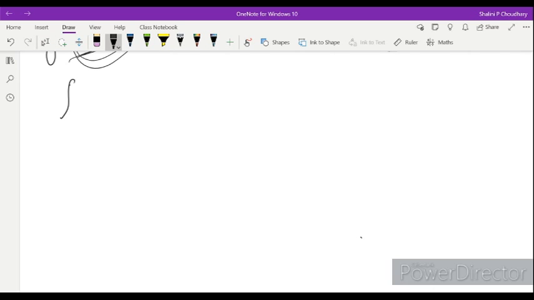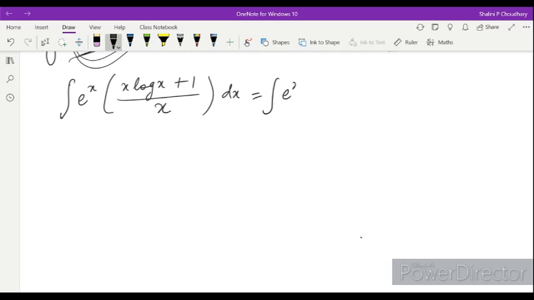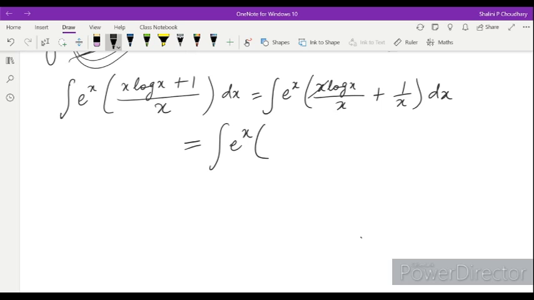We have to integrate e to the power x into x log of x plus 1 divided by x dx. So what will be the value? First of all, we'll simplify this. e to the power x into x log x upon x plus 1 upon x dx. Now x cancels, it will be log of x, and this will be 1 upon x dx.